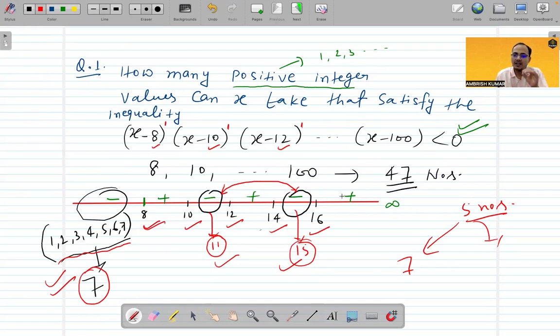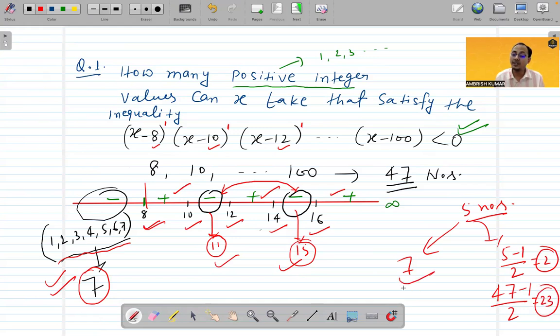When we are taking 5 numbers, we are having plus sign 3 times, minus sign 3 times, but below 8 that we have counted in totality from 1 to 7. So 2 more negatives we are getting here. So for 5 numbers we are getting (5 minus 1) by 2, that is 2 negatives. So for 47 we would be getting (47 minus 1) by 2, that is 23.